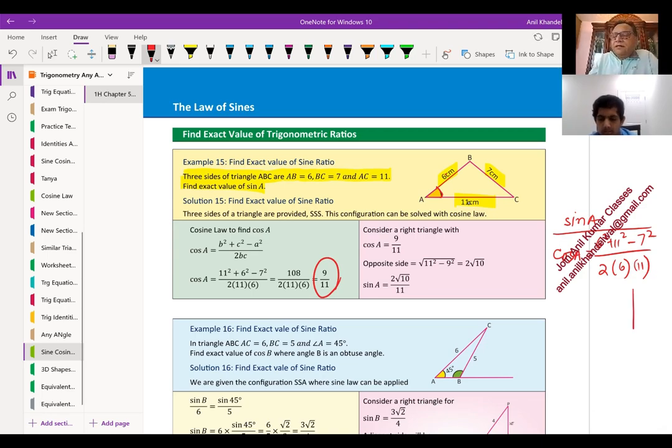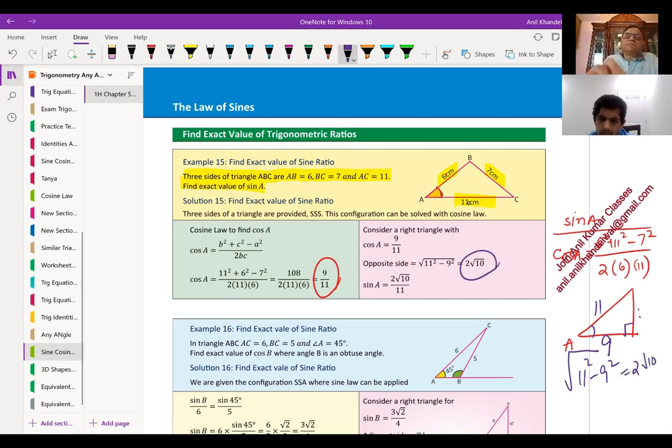Now, make a right angle triangle. So this is my angle A. 9 over 11 means this, right? So what is going to be the other side? The other side will be the square root of 11 square minus 9 square, which is square root 40. When you do that, you get 2 square root 10. You see that calculation? And therefore, sine will be what? Opposite over hypotenuse. This is 2 square root 10, and therefore the answer will be 2 square root 10 over 11. You see how we found the exact value of sine A? Very tricky and difficult question to begin with.